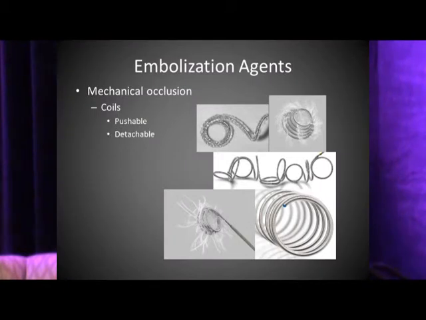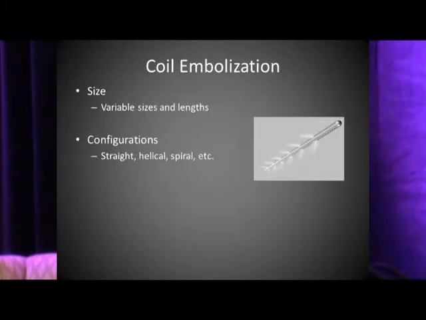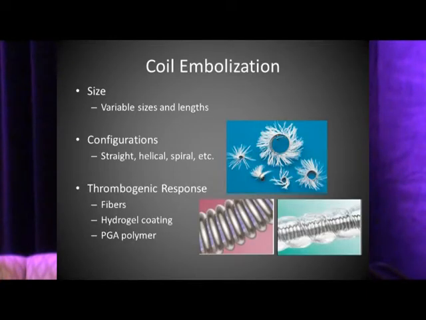Next, we're going to move on to mechanical occlusion coils. There's a couple of different kinds right now. We have pushable and detachable coils. They come in variable sizes, variable lengths now. Configurations, they have straight ones like this, the helical, they have spiral. And now today we have multiple different ways that they create or increase the thrombogenic response.